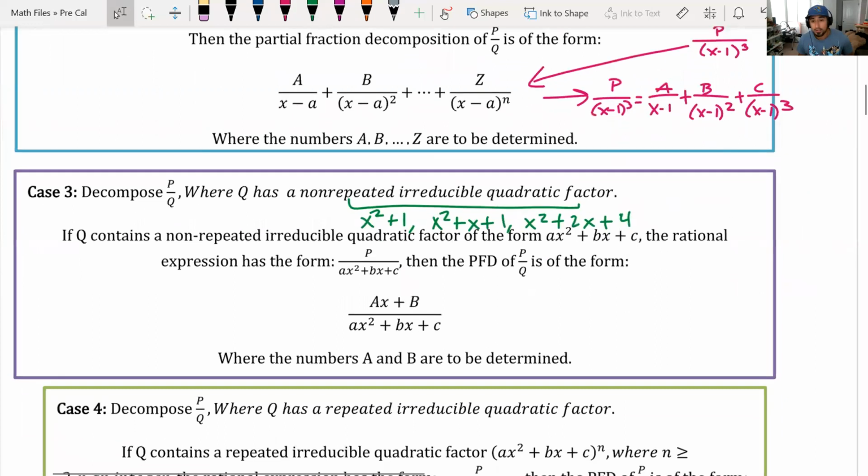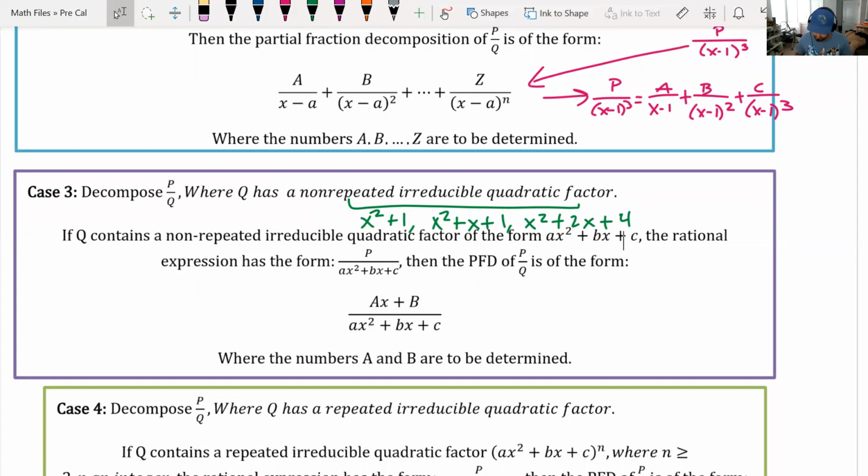All right. So if the denominator q has a non-repeated irreducible quadratic factor, the rational expression has the form p over ax squared plus bx plus c, then the partial fraction decomposition is ax plus b over the irreducible quadratic factor, where a and b are to be determined.